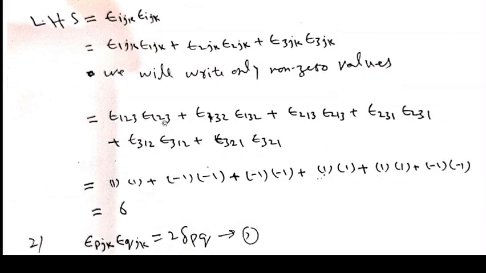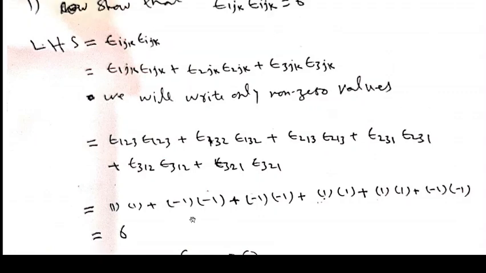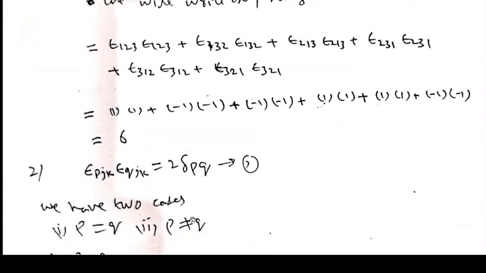So plus 1, minus 1, minus 1, minus 1, minus 1, plus 1, then again plus 1 and minus 1. So at the end we have 6, which is our right hand side.